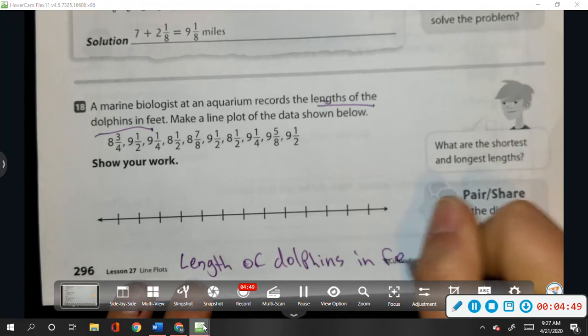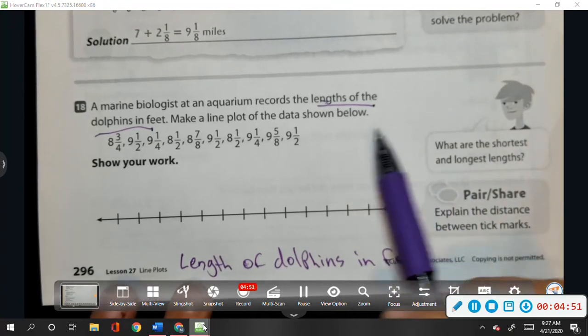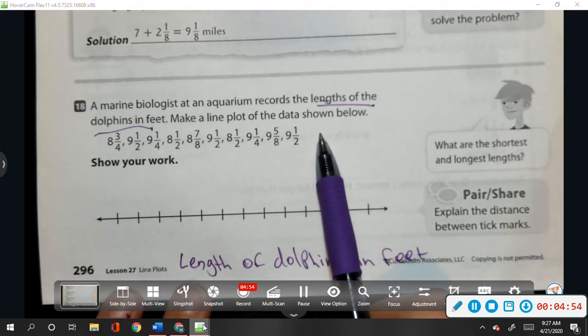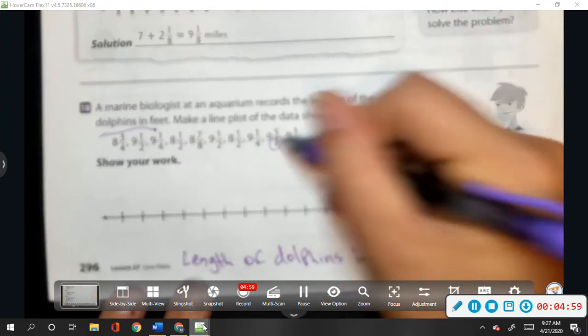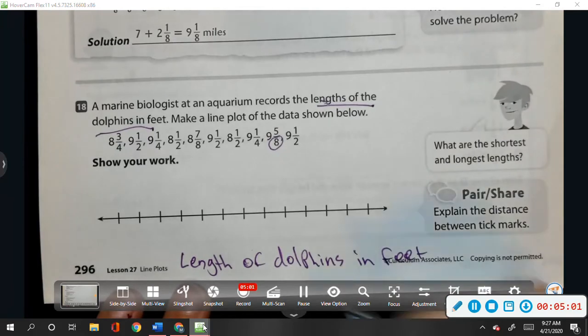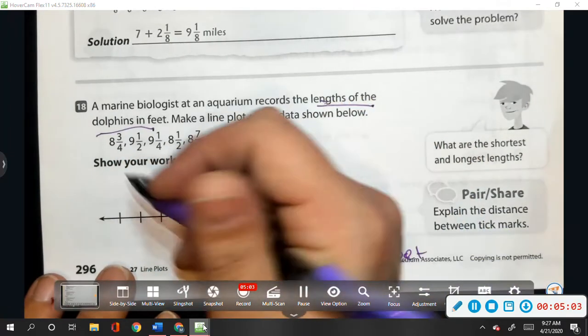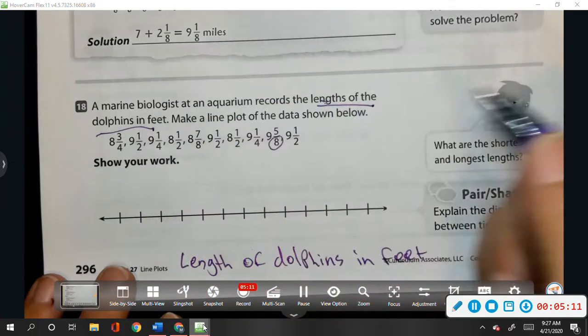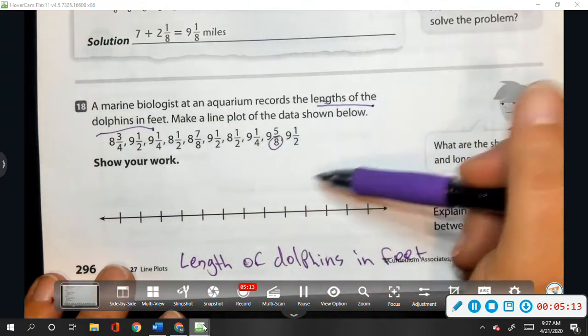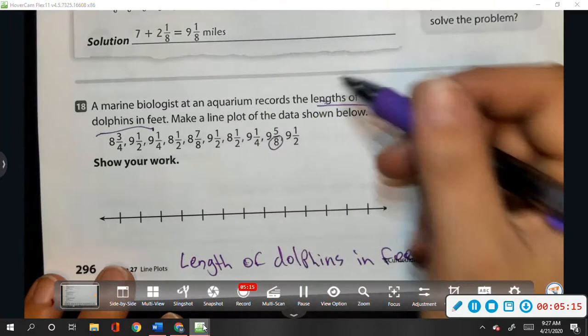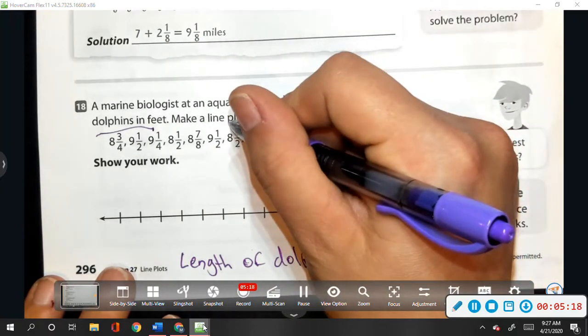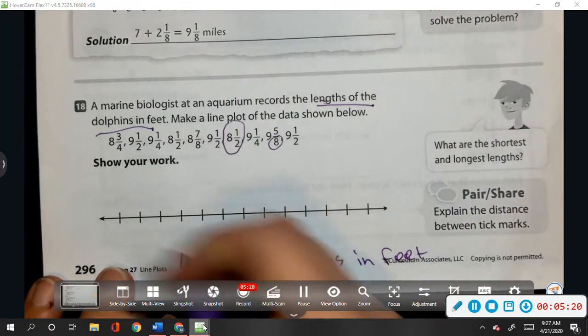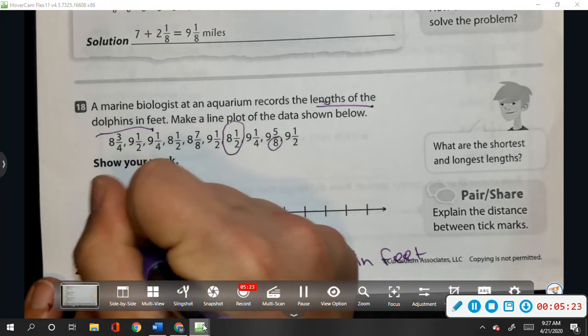in feet. Now what we're going to do is look for our smallest unit fraction. Our smallest unit fraction looks like it's going to have an 8 as a denominator. So we're going to say this is, oh no, we're not making a number line. Pause, we're making a line plot. So we want to put these in order. So our smallest is going to be 8.5. So that's what we're going to start our line plot with.